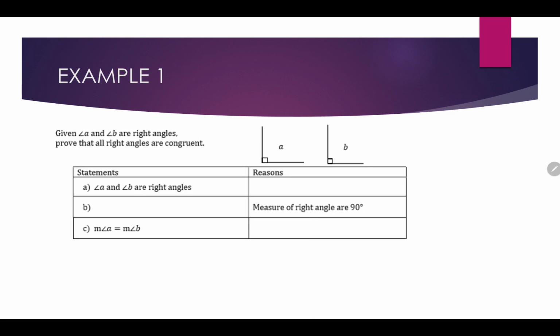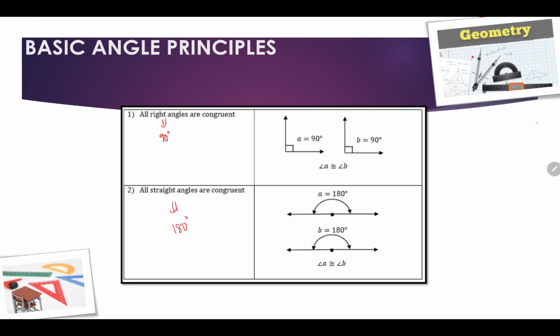Let's try example 1 here. This is a two column proof, a proving question that needs you to solve it using a two column proof. The question is: given angle A and angle B are right angles, prove that all right angles are congruent. So which sentence do we want to prove? This one, number 1, we want to prove this sentence.